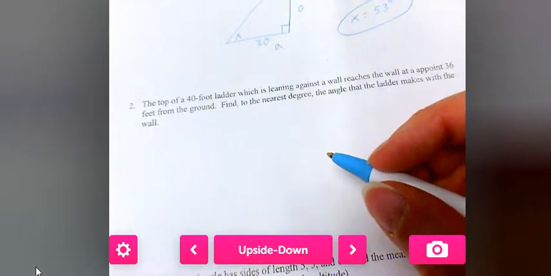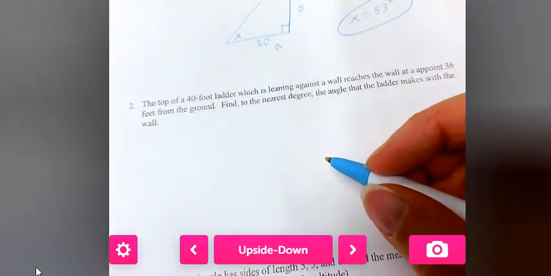The top of a 40-foot ladder, which is leaning against a wall, reaches the wall at a point 36 feet from the ground. Find, to the nearest degree, the angle that the ladder makes with the wall. So when I make a ladder, is the ladder going to be straight up and down? Is it going to be along the ground? Is it going to be the hypotenuse? So that's my ladder.